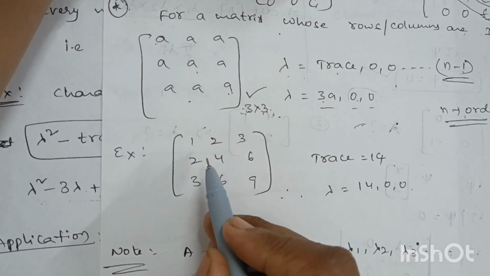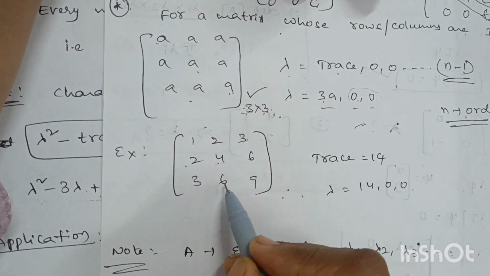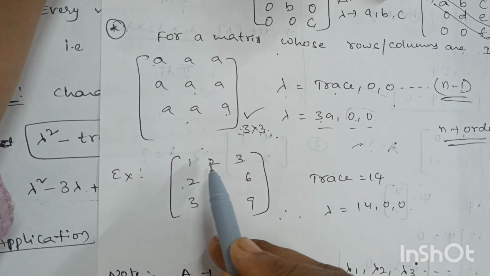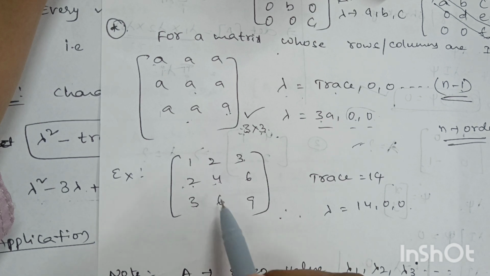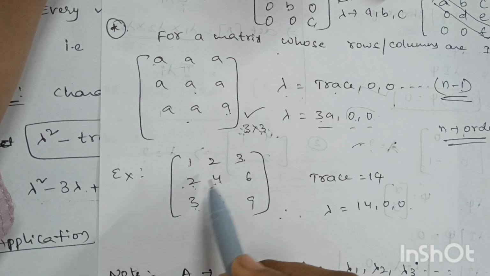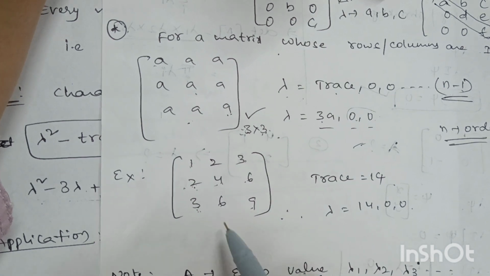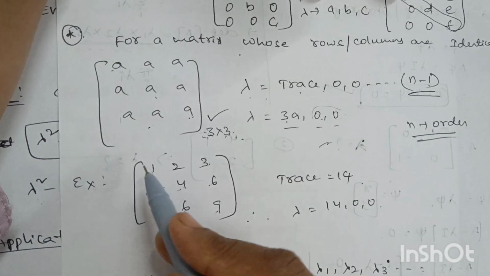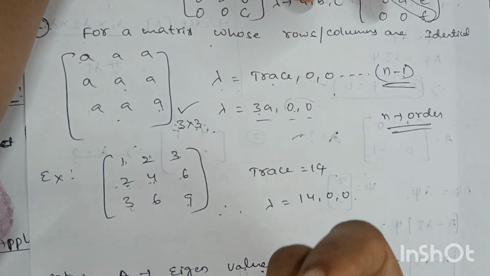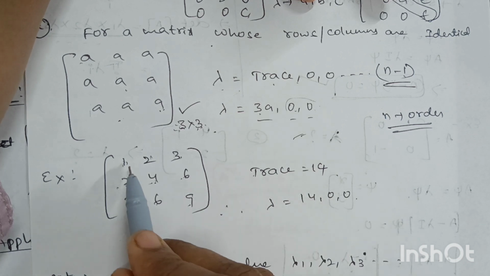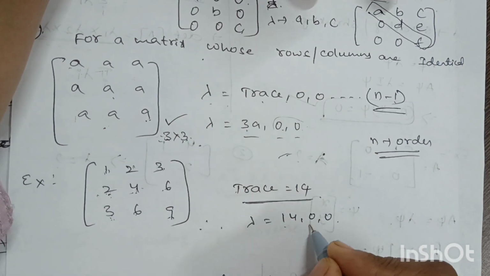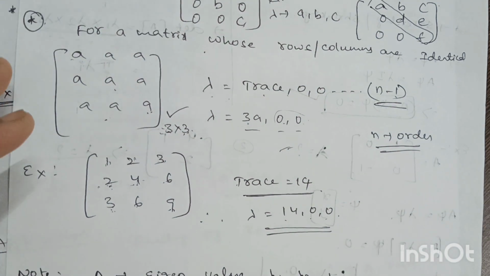For example, here is one more example: 1 2 3, 2 4 6, 3 6 9. If we observe, this is not the same, but these are identical. How? Here 1 into 2 is 2, 2 into 2 is 4, 3 into 2 is 6, and for the third row, 1 into 3, 2 into 3 is 6, 3 into 3 is 9. So these are identical rows and columns, and the same trick is applicable, that is trace, comma, zeros. So 1 plus 9 is 10, plus 4 is 14, so 14, 0, 0 are the lambda values.